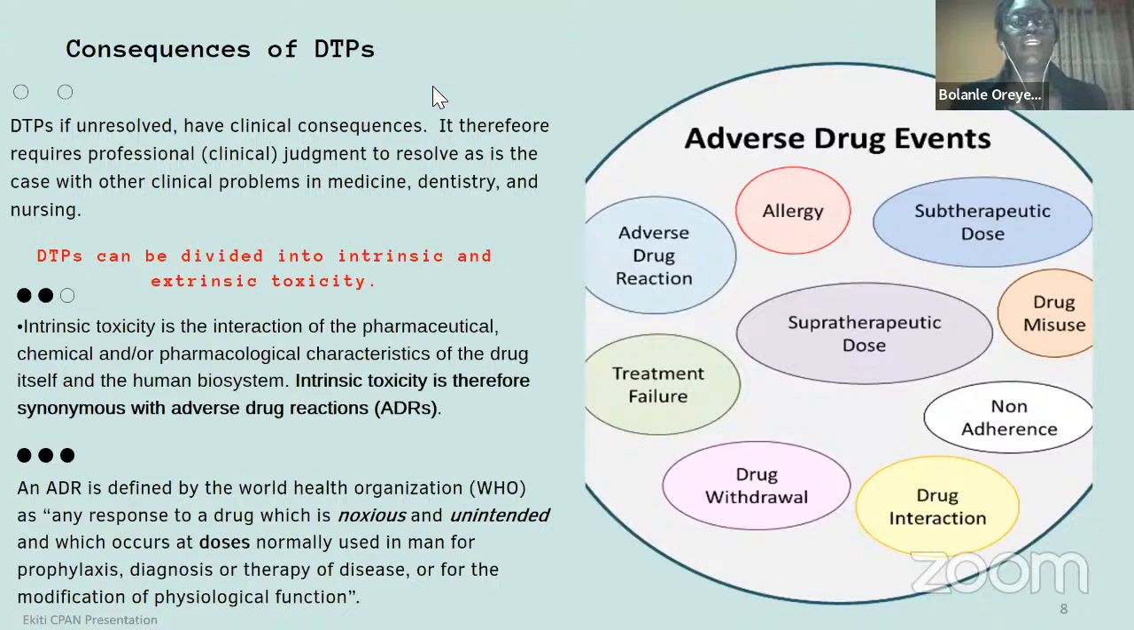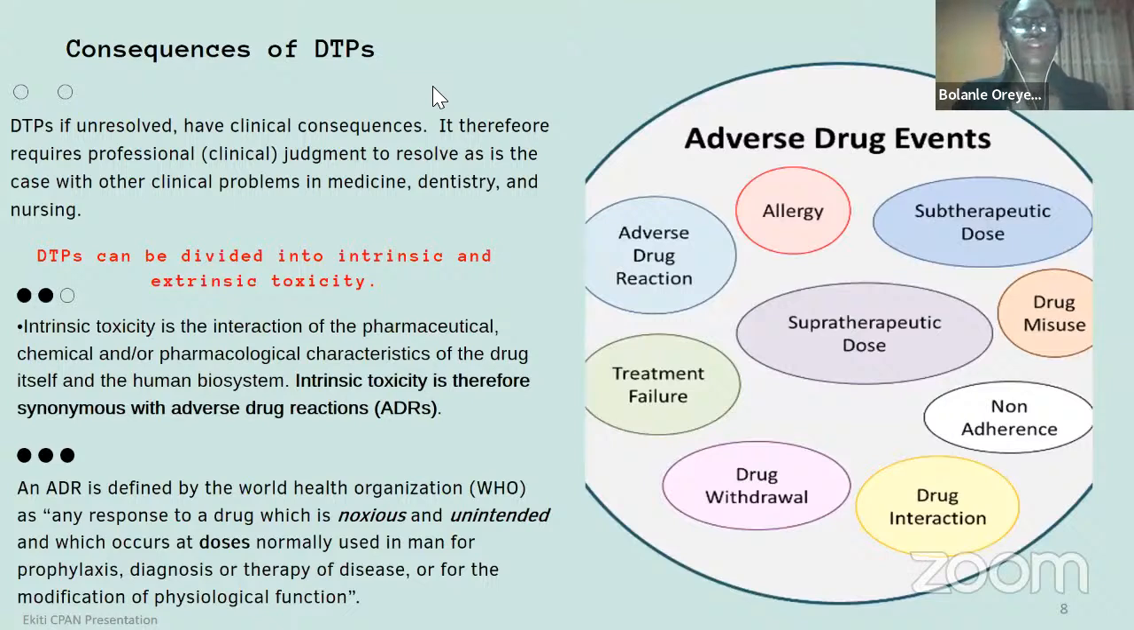DTPs can be divided into intrinsic and extrinsic toxicity. In the case of intrinsic toxicity, you have interaction of the pharmaceutical, chemical, and/or pharmacological characteristics of the drug itself and the human biosystem. Intrinsic toxicity is therefore synonymous with adverse drug reactions. What this simply implies is that the toxicity is as a result of an interaction of that drug with the human body taking that drug.